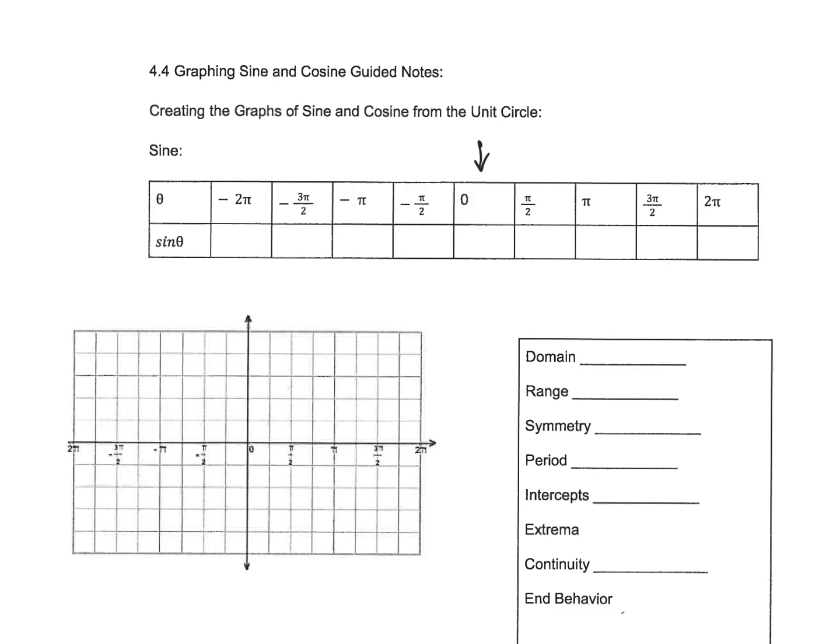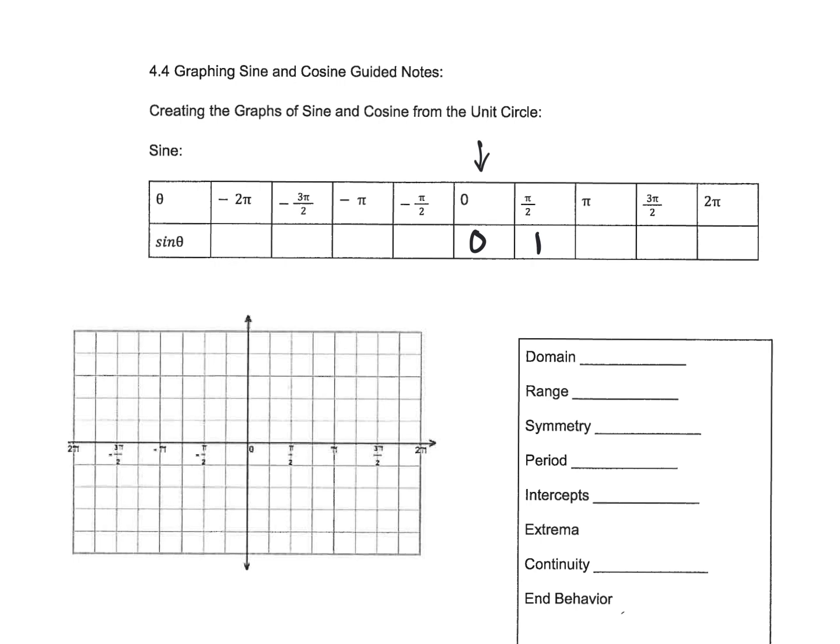Starting at 0, what is the value of sine at 0 degrees? Yeah, it's 0. What is the value of sine at pi over 2? So now we've gone from 0 to pi over 2, haven't we? So what is the value of sine at pi over 2? Okay. Now we're going around to pi over 2, aren't we?